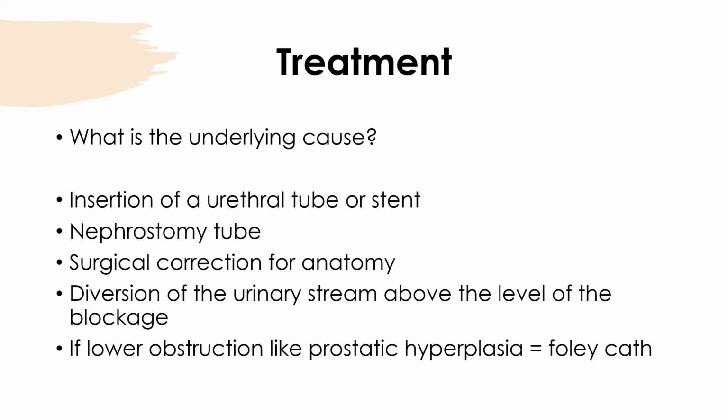There may need to be surgical correction, especially if it's an anatomical issue. So if there is a meatus that has no opening, or if there's a stricture at the UPJ or the UVJ, or if there is actually that anatomical obstruction at the UPJ or the UVJ.